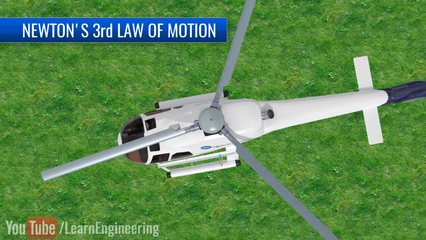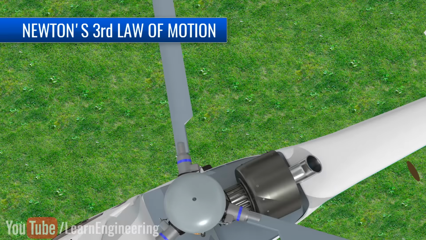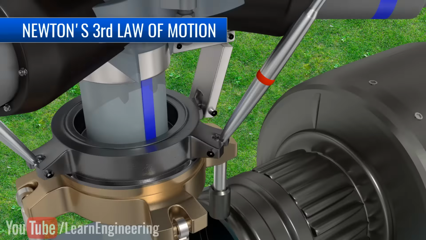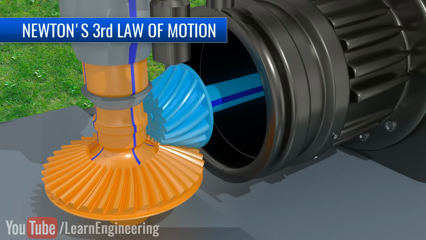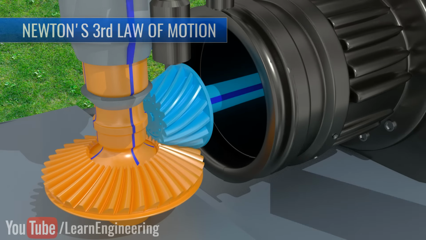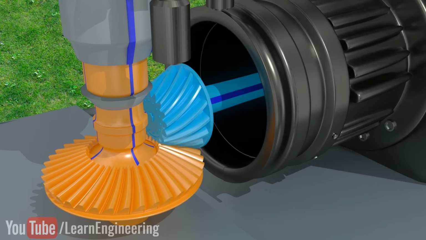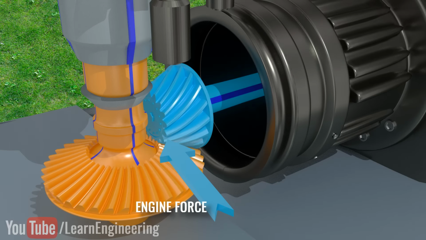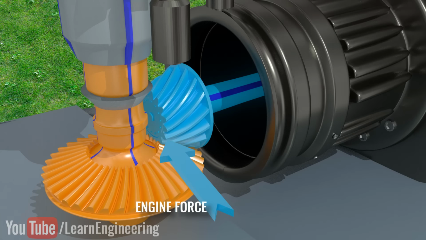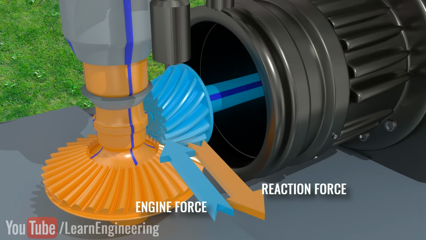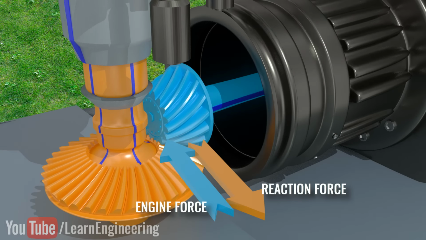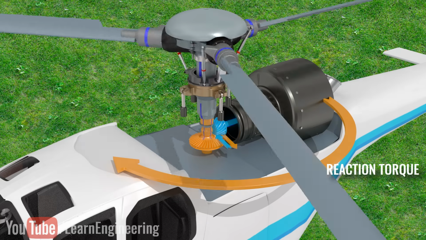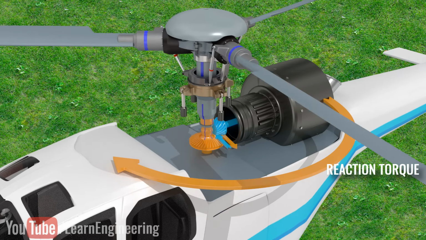To understand it, let's focus on the force transmission part of the rotor. We know the rotor gets the force of rotation via a bevel gear connected to the engine. The engine bevel gear transmits force to the rotor bevel gear as shown. However, according to Newton's third law of motion, the rotor bevel gear should transmit an equal and opposite force to the engine bevel gear. This reaction force will make the whole helicopter turn opposite to the blade rotation along the helicopter's center of gravity.